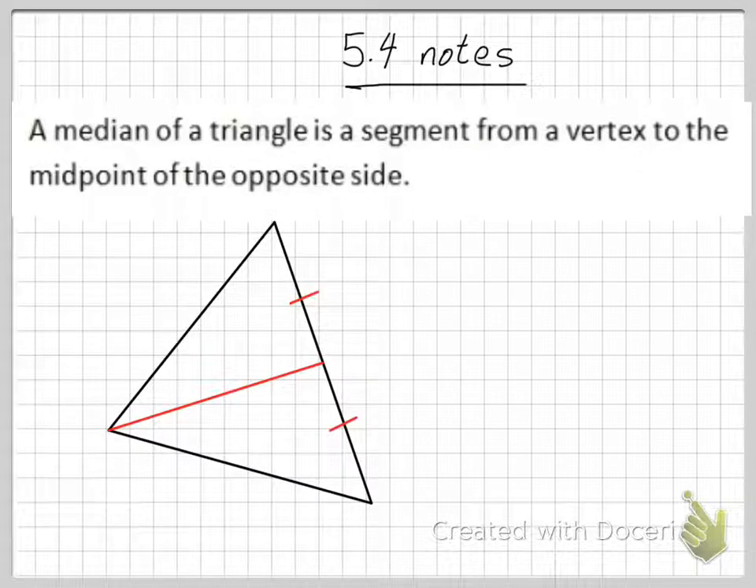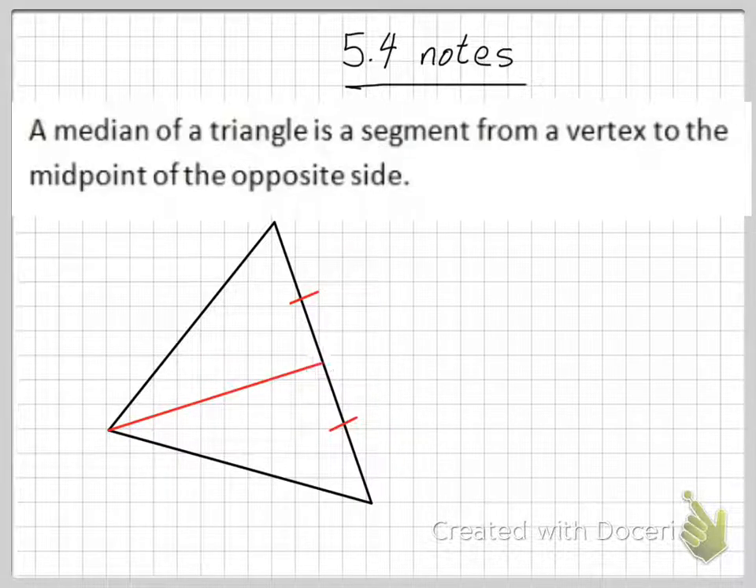So really the way that you construct a median is you have to find the midpoint of this side, okay? Once you've found the midpoint, either through a construction or measuring or folding the paper in half, all those different techniques that we went over, then it's a very simple matter of taking a line segment from that midpoint and popping it over to the vertex, okay? So that's what a median is.